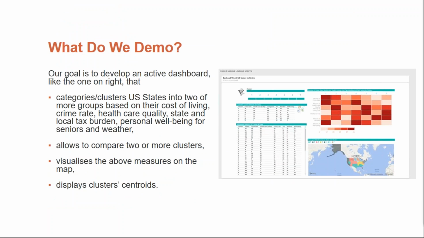Yeah. All right. Our goal today is to develop a dashboard, which is shown on the left, which categorizes US states based on certain attributes of quality of living, in terms of what are the best states for retirement. It will categorize them into clusters, and it also allows us to compare two or more clusters with each other. We can visualize clusters on the map, and also display a centroid of every cluster.